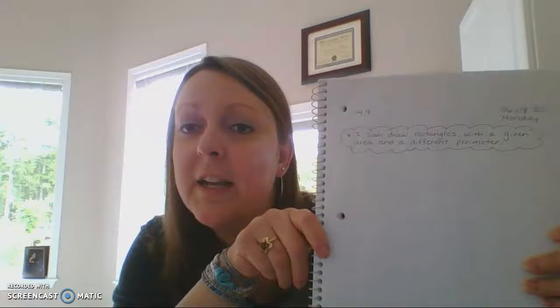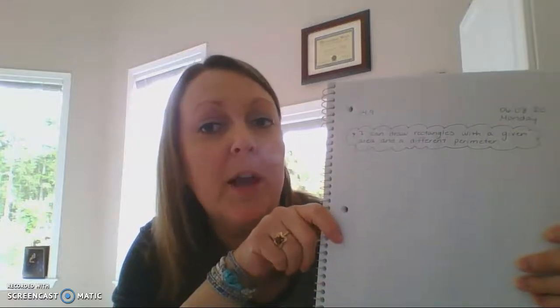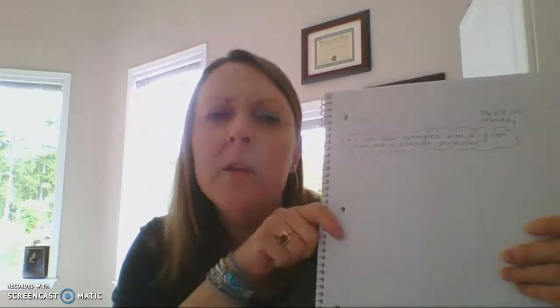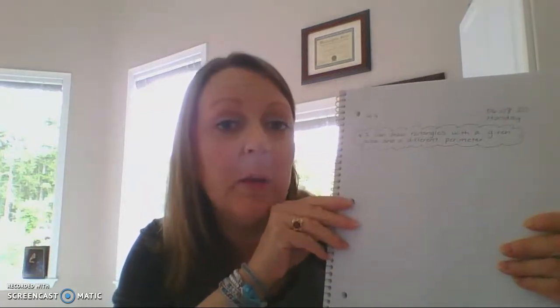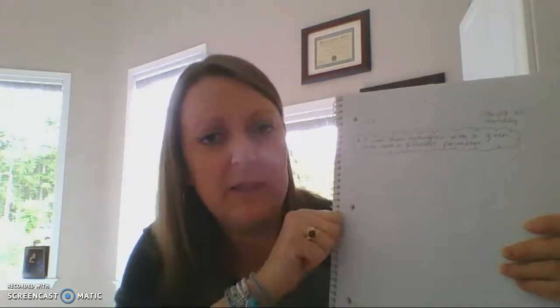Today's learning target is I can draw rectangles with a given perimeter and with a given area and a different perimeter. So we're going to be working on, if we're given an area of 16 square meters, what are a few different ways that we could make that shape?